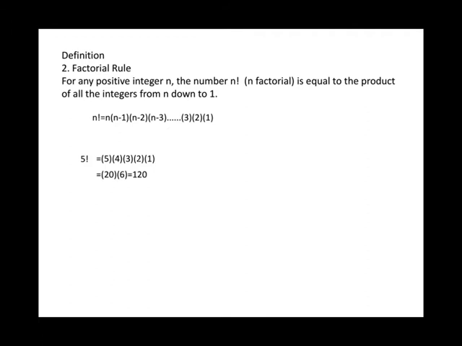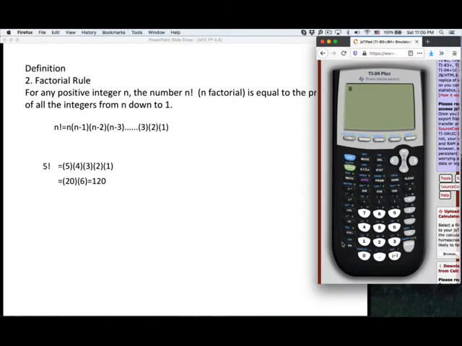For the factorial, you can use the calculator to take care of it. Use your calculator, enter a 5, and then go to MATH. You're going to see PRB, which is probability. Use the arrow button to go to the right, and the number 4 is factorial. So 5 factorial, enter. You're going to see 120.